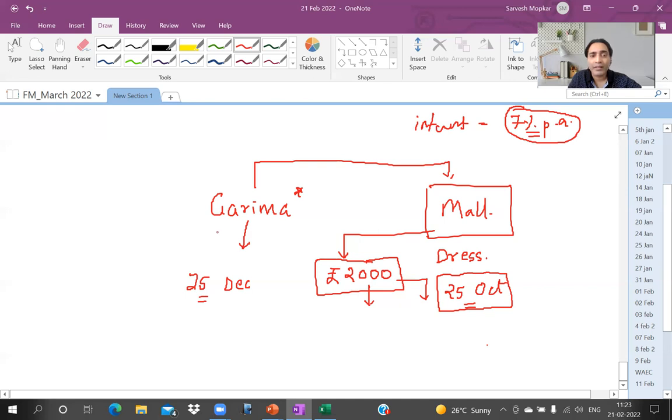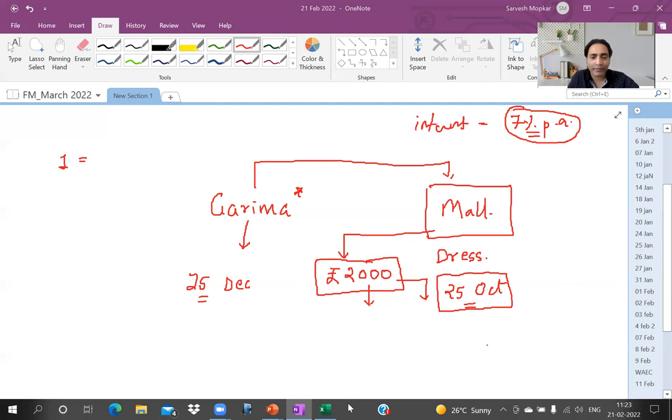But there is a trouble here. Garima is worried. Now, what is the concern of Garima? Can anyone identify? What will be her concern? She wants to buy. She says, I can come back to this mall again on 24th December maybe and buy the dress. But what will be the concern? So concern is a very important word here. And that concern is called risk in finance.